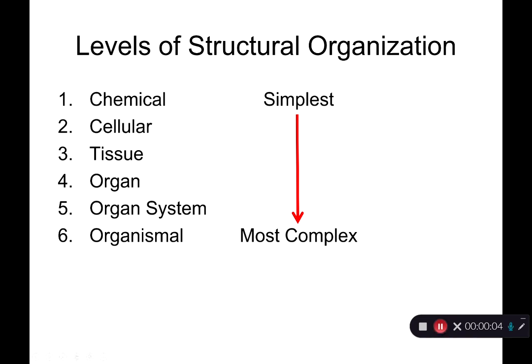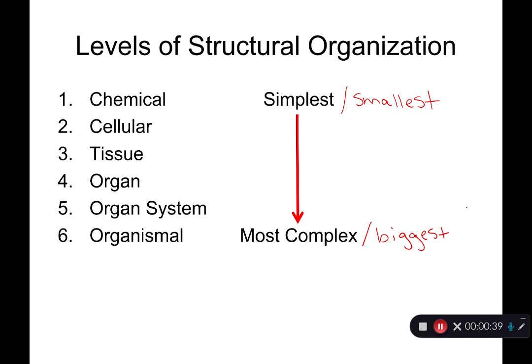Let's walk through the levels of structural organization. So this is how do we take small parts and pieces and hook them up together to make a whole human. I have listed on here our levels of structural organization that we'll go through. The way they're listed from 1 through 6 is truly from the simplest, or even we could say the smallest, to the most complex, which is going to be the biggest.